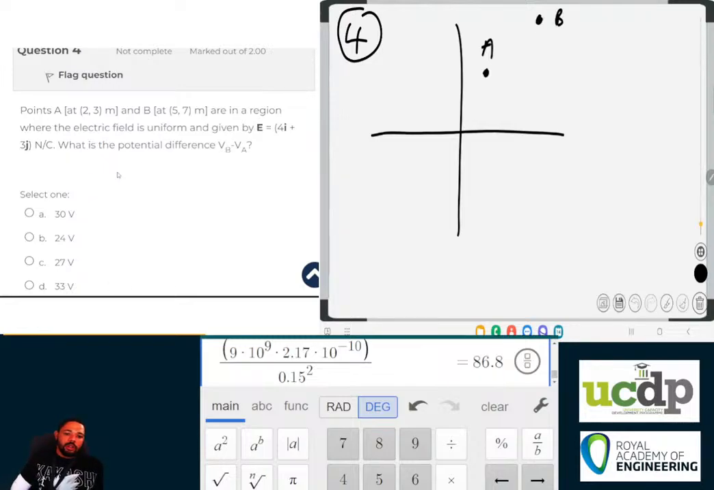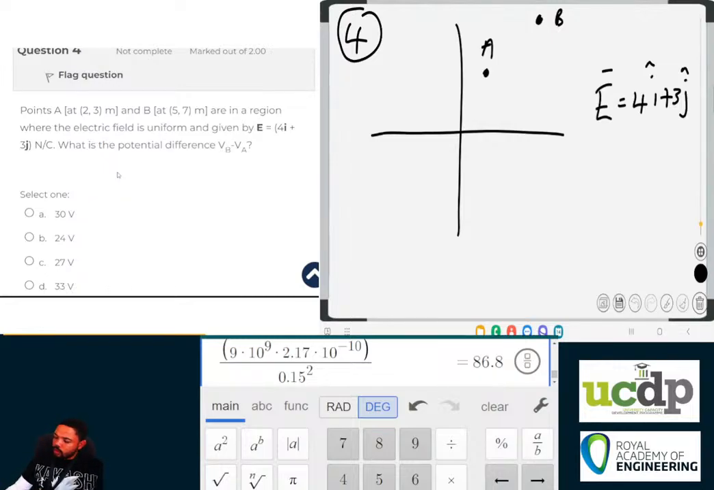This is not to scale, and the electric field is given by 4i plus 3j. Okay, so the electric field is equal to 4i plus 3j. What is the potential difference VB minus VA? So what is that potential difference? How would I calculate that potential difference?